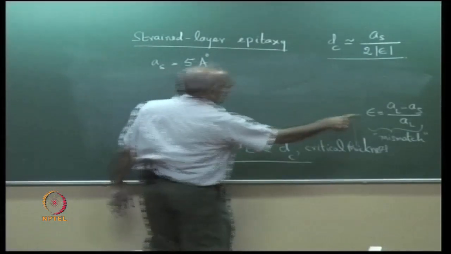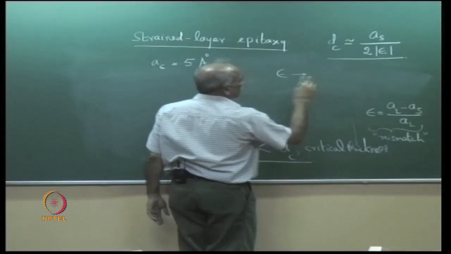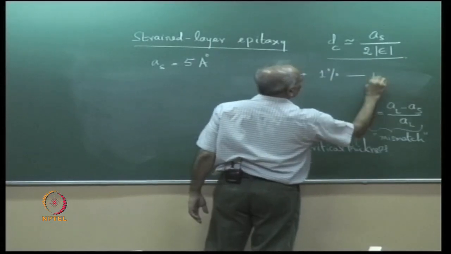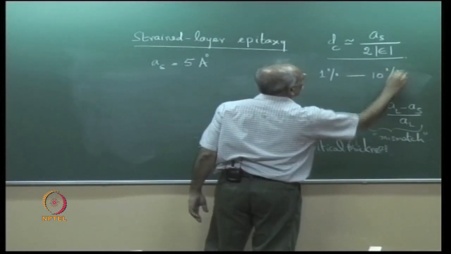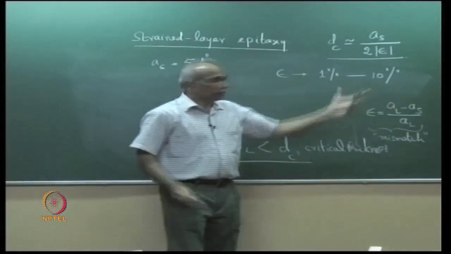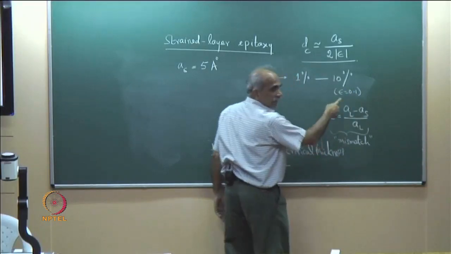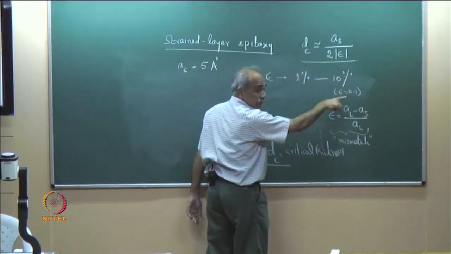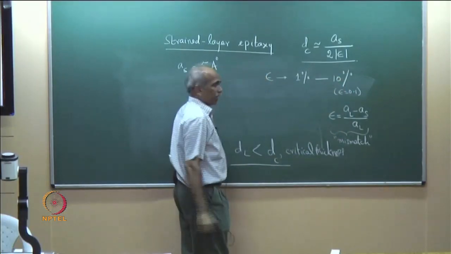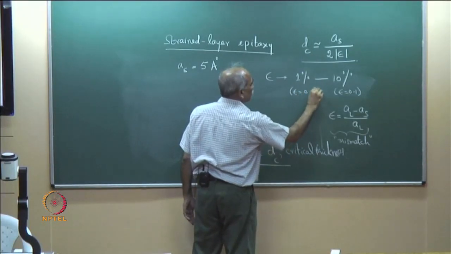Generally people talk of epsilon in terms of percentage. If epsilon is 1% to 10%, this is the kind of mismatch. 10% means epsilon equal to 0.1, expressed in percentage it is 10%. This ratio is 0.1, that is 10% mismatch. 1% means epsilon equal to 0.01.